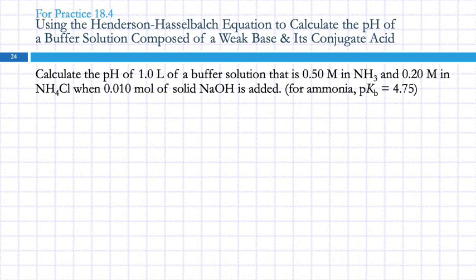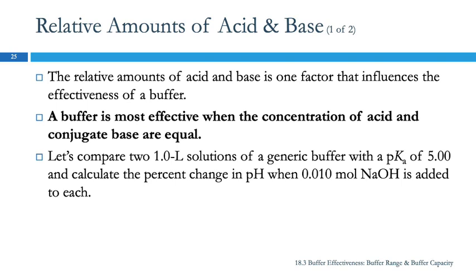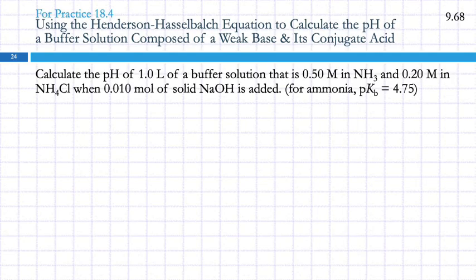Calculate the pH of 1 liter of a buffer solution that's 0.5 molar in NH3 and 0.2 molar in NH4Cl when 0.01 moles of solid sodium hydroxide is added. So a 1 liter buffer, and we're adding 0.010 moles of solid, a tiny amount. So we're assuming here that the volumes aren't changing. They give us Kb.